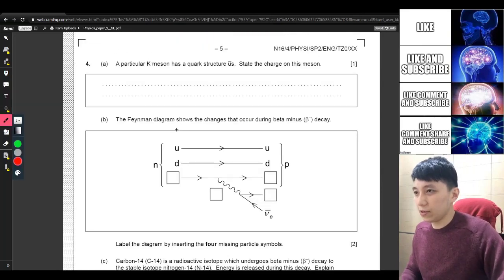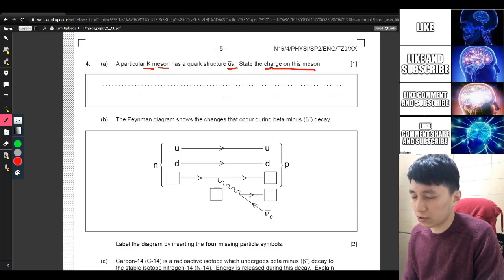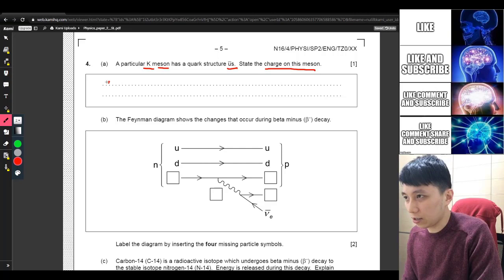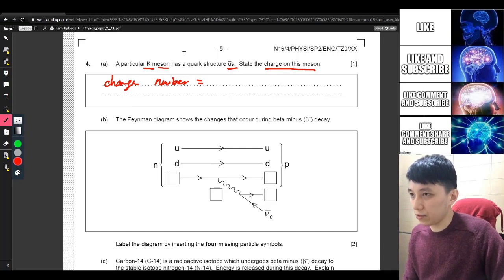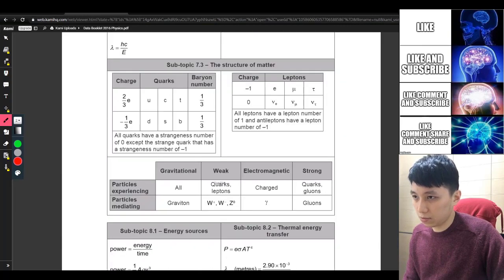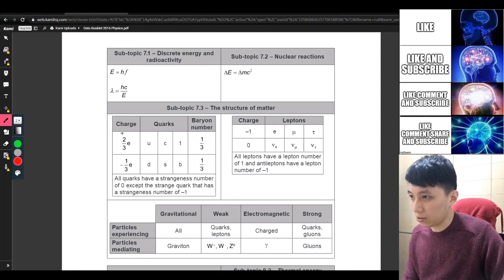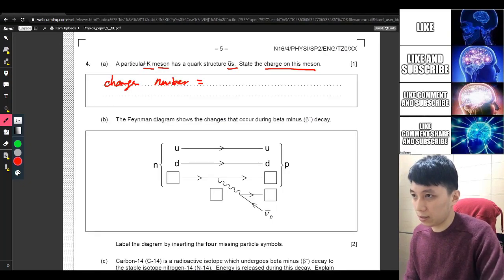Yeah. Next up is something to do with quantum physics in chapter 7, obviously. So it has a K meson, giving you the content: state the charge of this meson. So you just have to check. So charge number, I'll try to make it better in presentation. We just have to check in the data booklet. I can't remember that either. So right here, you have the anti-up, right? So the up is positive 2 over 3, so the anti-up will be negative 2 over 3, plus a strange, negative 1 over 3. So in total you have negative 1 e.